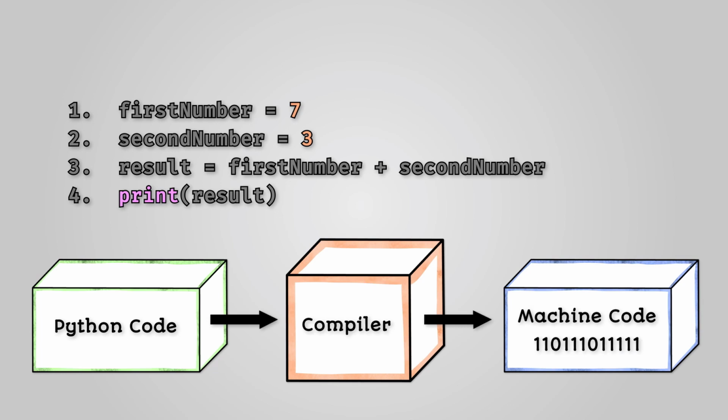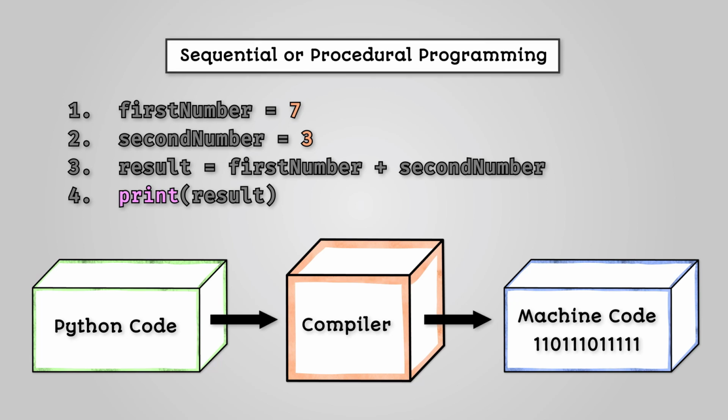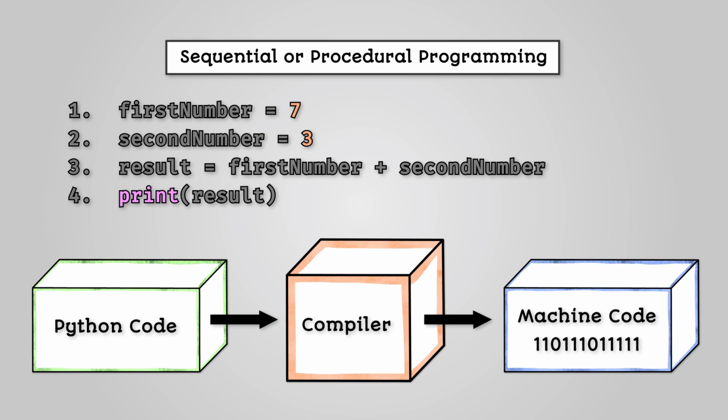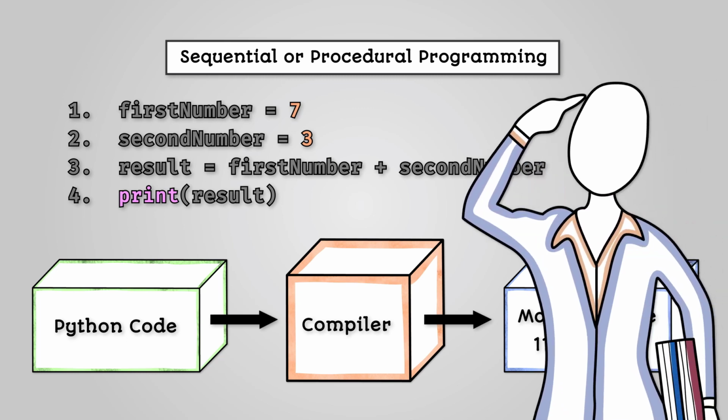The thing is, the compiler will start at line 1 and then turn that into machine code. Then it will go to line 2 and turn that into machine code. It will do this for all your code. This is called sequential or procedural programming, where your code is compiled line by line in sequence, which is why the order in which you write your code is vital. This is why you need to declare your variables before you can use them.